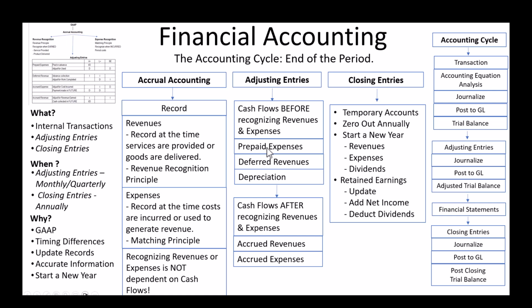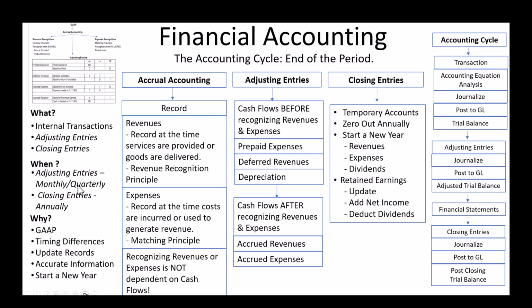For accrued revenues and accrued expenses, you will find that cash flows take place after we have already recognized the revenue or expense. As you work with adjusting entries, note that every adjusting entry includes both an income statement account and a balance sheet account. Most companies record adjusting entries at the end of the month, while others may record them at the end of the quarter. Only small companies record adjusting entries annually.